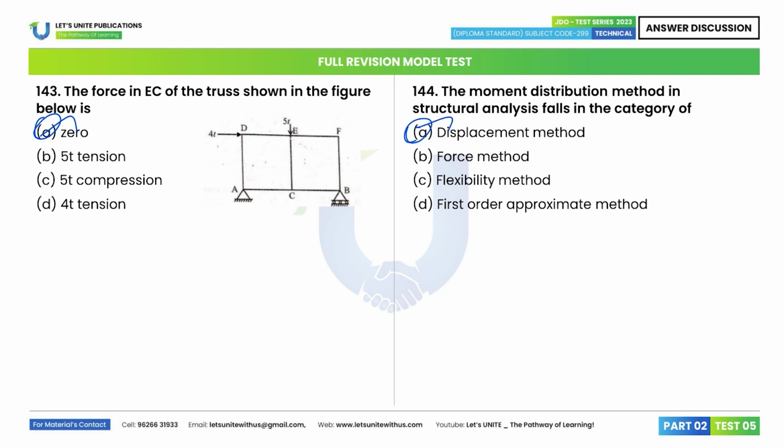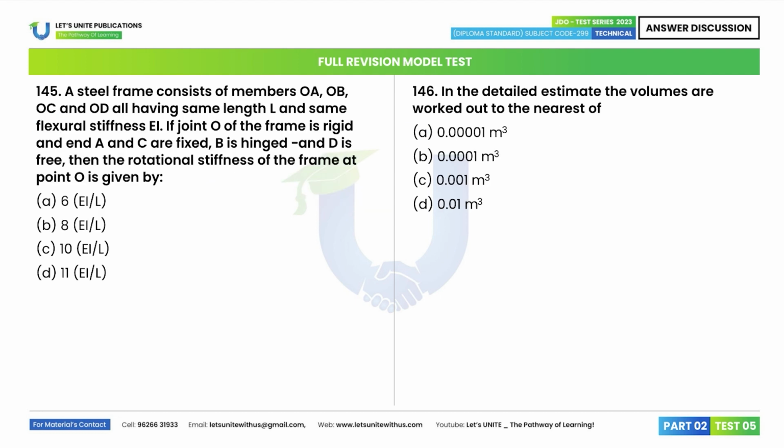Option A. Next 145. A steel frame consists of members OA, OB, OC and OD, all having same length L and same flexural stiffness EI. If joint O of the frame is rigid and ends A and C are fixed, B is hinged and D is free, then the rotational stiffness of the frame at point O is given by 11 EI by L. Option D the correct answer.